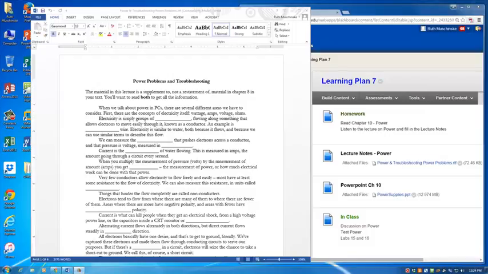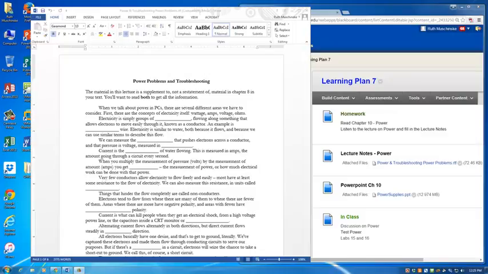In Chapter 10, we are talking about power for computers, and the material in this lecture is a supplement to, not a restatement, of material in the chapter in your text. You will want to read the chapter to get all of the information. When we talk about power in PCs, there are several different areas we have to consider.